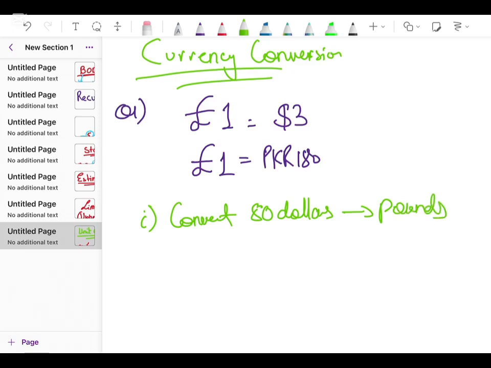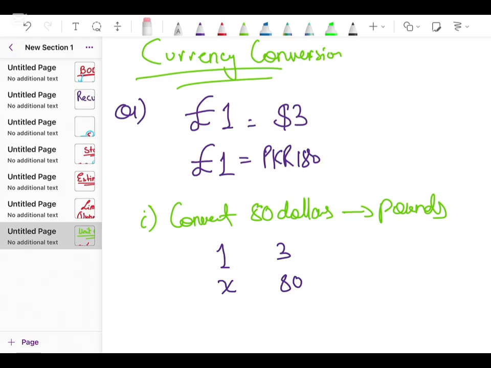So right now what we need to do, I have to convert $80 to pounds. So simple, in data we have 1 pound is equal to $3. Okay, 1 pound is equal to $3, and right now they have given us a dollar, that is 80. We don't know how many pounds it will be equal to. So what I will do, just cross multiply again.